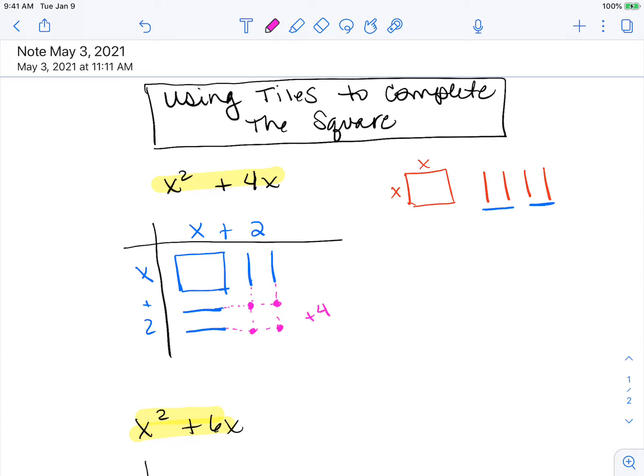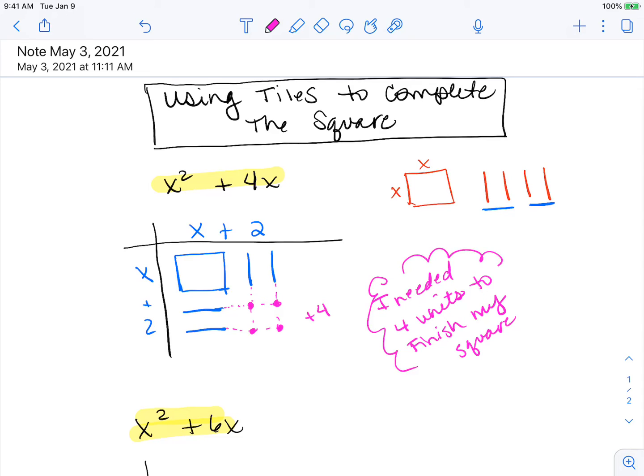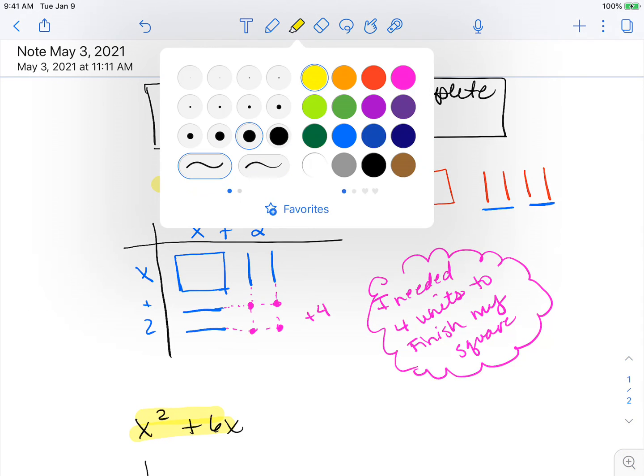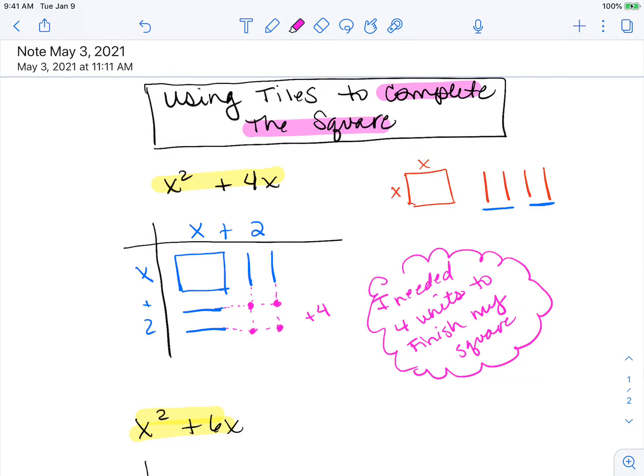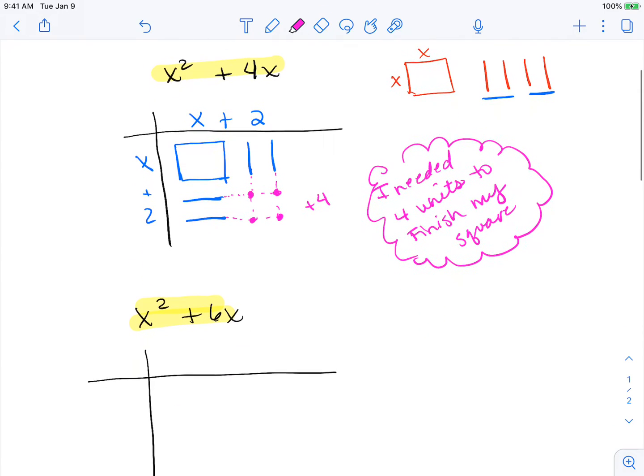So I needed 4 units to finish my square. And when I add those 4 units to finish my square, what I've done is complete my square by adding my 4 units. So we're going to do this again. I'm going to do it with a different problem.